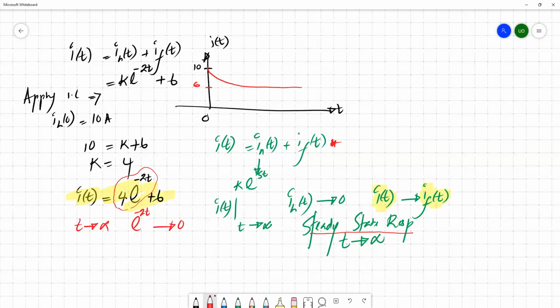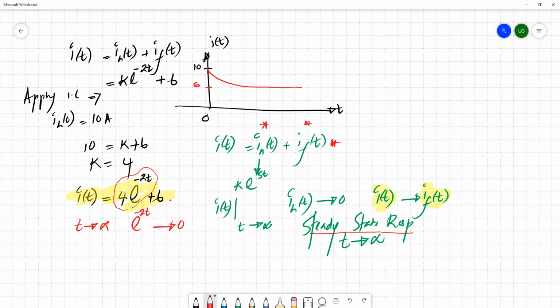If you are asked to evaluate the total response, or just the response, you have to find the natural plus the forced, both. If you are asked to evaluate the steady state response, we know that it is the forced response, so it's enough to find the forced response. It's basically explained here.